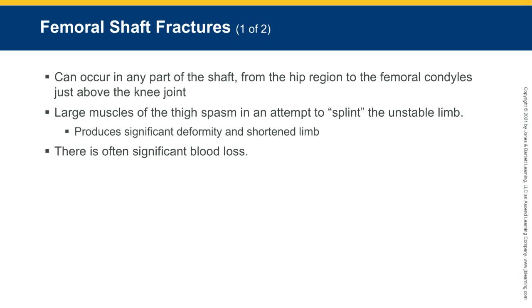Femoral shaft fractures can occur at any point between the hip and the knee and often result in significant blood loss due to the large muscles of the thigh. These muscles spasm to stabilize the unstable limb, which can cause severe pain, deformity, and limb shortening. Immediate stabilization is necessary to prevent further complications.